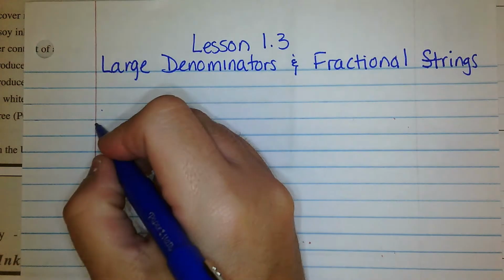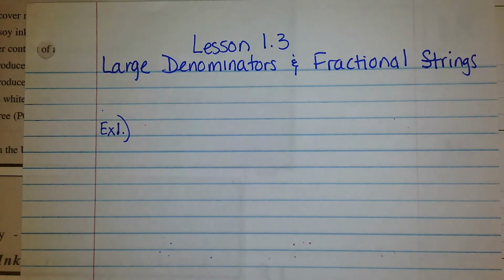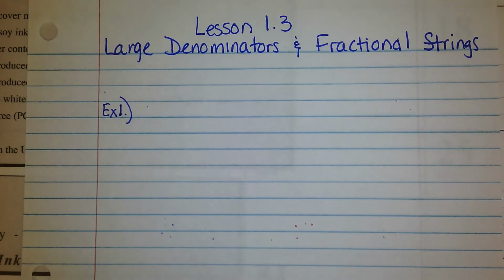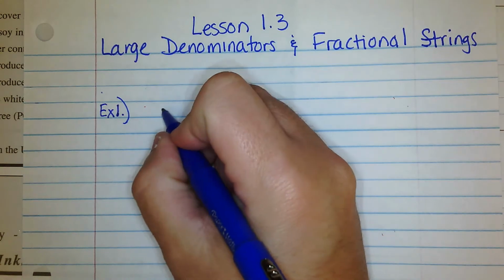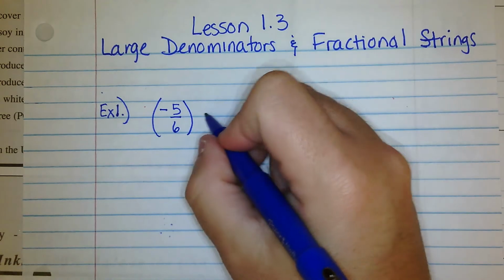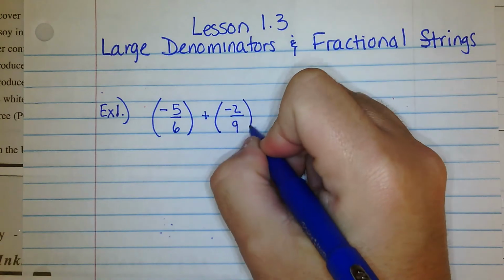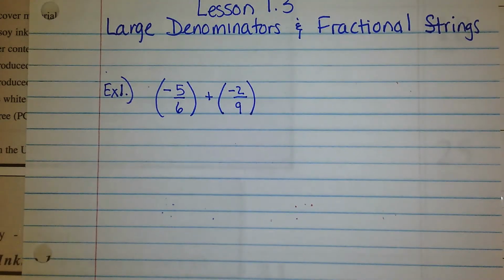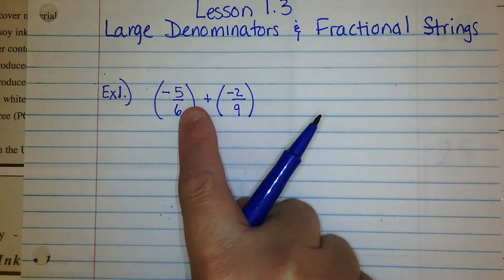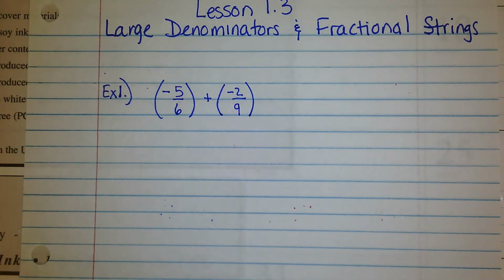What I'd like you to do is copy these down. This is example 1. Put it in your notebook and give yourself lots of space. Our first example is negative 5/6 plus negative 2/9. And the first thing you need to notice is the operation that's going on between them. So between these is a plus. And you know with plus we don't have to do keep change rule. And so what that means is we can just go right ahead and get a common denominator.